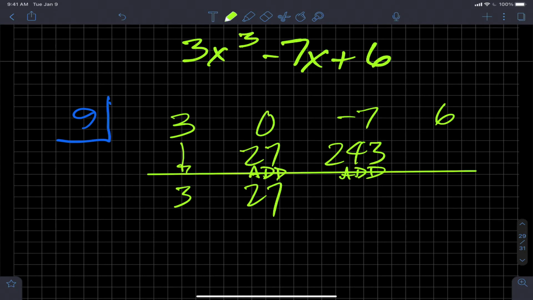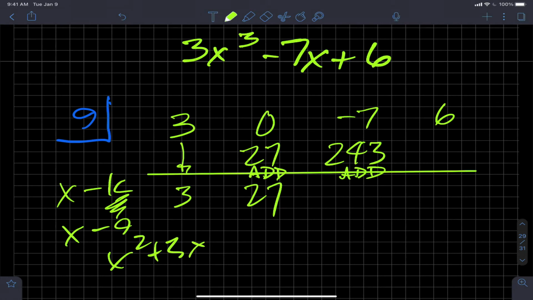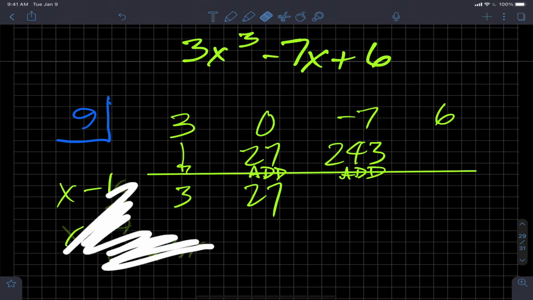One of the disadvantages is that you can only use this when you're working with a monic linear factor. So any x minus k, where k is the root, meaning this one would have been x minus 9. If you're dividing by, for instance, x squared plus 3x and so on, you can't use synthetic division. All right?